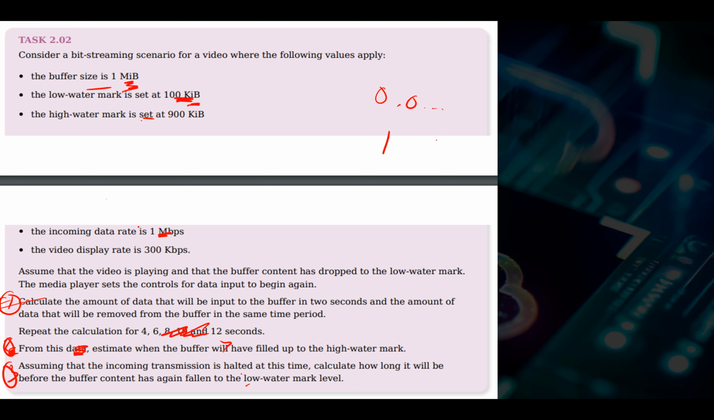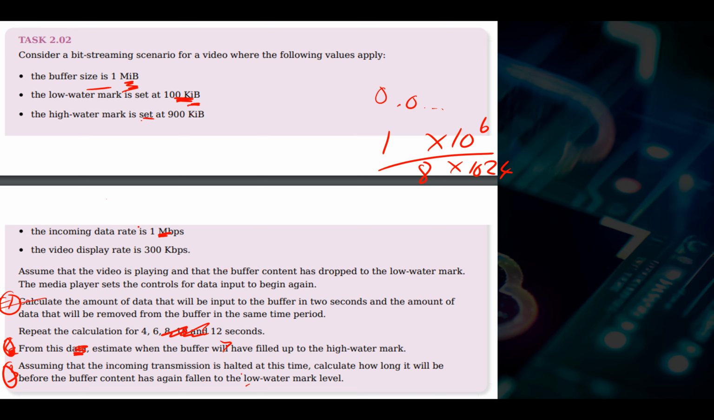So if we want to convert this into kibibytes, it's going to be 1 times 10 to the 6, because of course, mega, that's a million bits. But then to convert into bytes, first we have to divide by 8. Then we also want to divide by 1024, because there are 1024 bytes in a kibibyte.